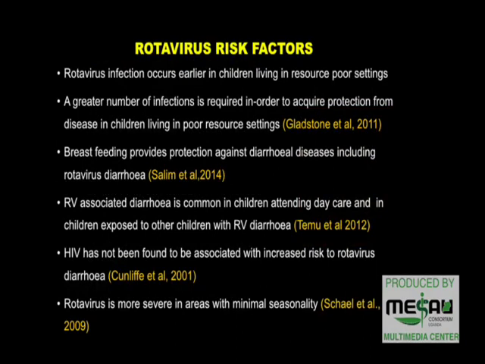Rotavirus infection has been reported to occur early in children in low-income countries like ours. Also, we need a lot of infections to get immunity in our settings. Breastfeeding has been reported to be protective against diarrheal diseases including rotavirus, although this one is controversial. Some studies have shown that breastfeeding is not protective, other studies have shown that it is protective.